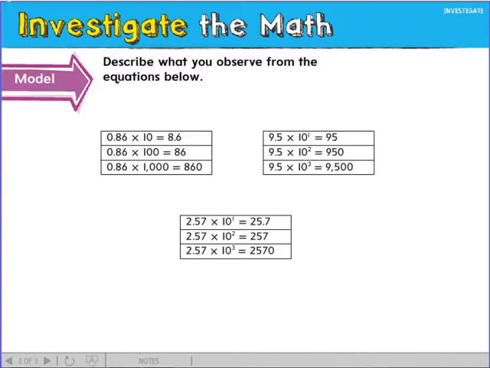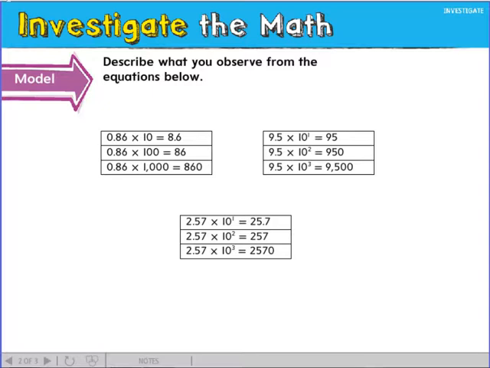Alright. Just take this in for a minute. We have 3 different little charts here. One says 86 hundredths times 10 equals 8 and 6 tenths. 86 hundredths times 100 equals 86. 86 tenths times 1,000 equals 860.